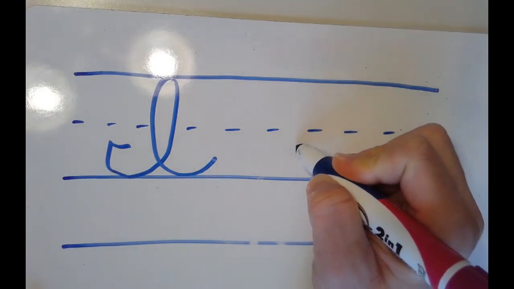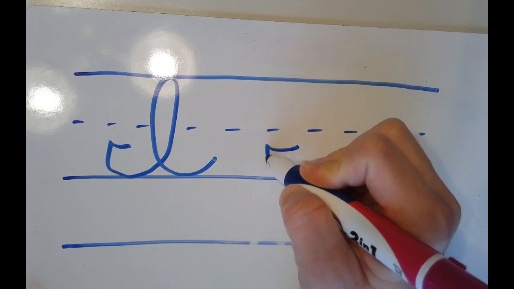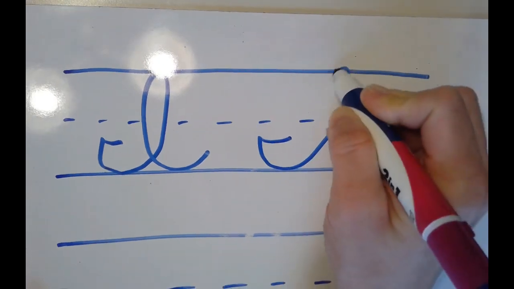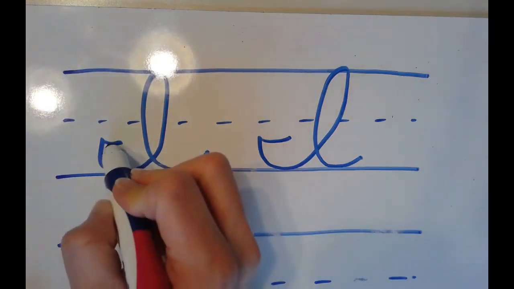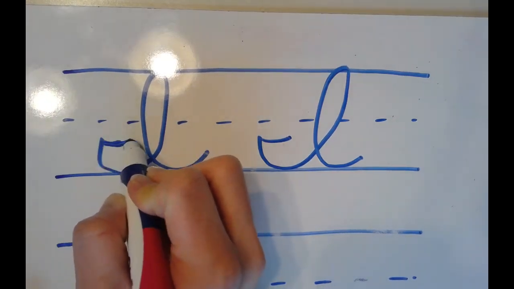I'm going to do it again. I'm going to start here in the middle, make a hook, come down and around to the top, and make a loop. Capital cursive I. Okay. Probably should have made this hook a little bit longer.